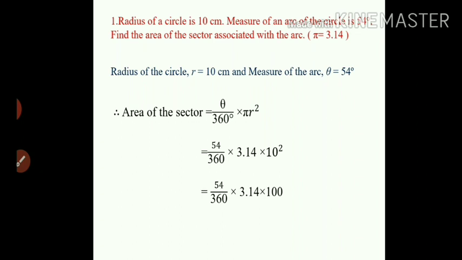54 upon 360 will keep as it is, multiply by 3.14 multiply by 100. As there are two zeros in the 100, the decimal shifts two places to the right. So see what I get, 54 upon 360 multiply by 314, because 3.14 multiply by 100 will be 314. Now you carry out the simplification in the easiest way how you can. So you get the final answer as area of sector is 47.10 square centimeter.